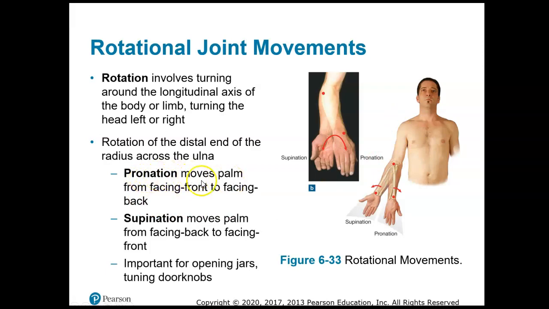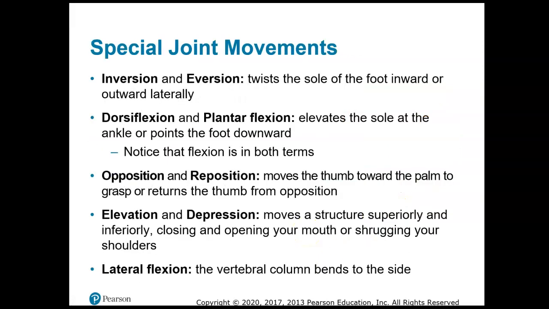Pronation means moving your palm to where your palm is down. And supination is when your palm is up. So if you're in the anatomical position, supination is how your arm would be. And then if you turn your palm over where your palm is facing toward the posterior, toward your back, that's pronation. And these movements are important for opening jars.